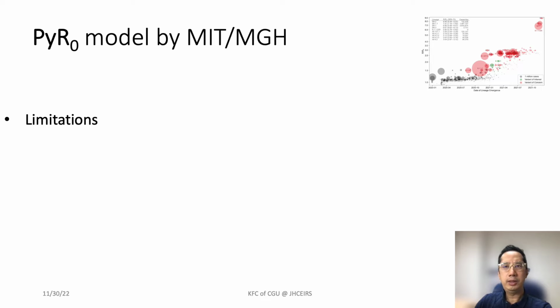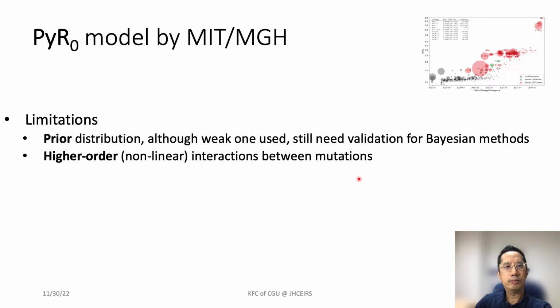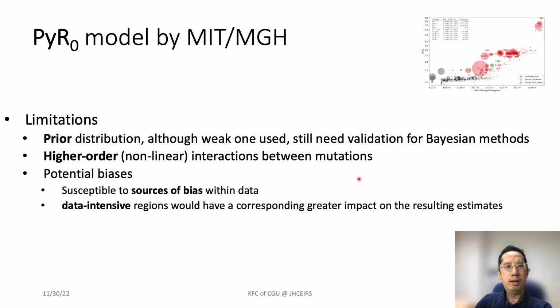But they also have some limitations. First, this is the most arguable distribution of the Bayesian methods, followed by the higher order interaction that is not able to be checked in this relatively simple model. Lastly, although they have a very large database, it still has a source of bias. The data-intensive region could be contributed to by some rich countries that have more sequences than the other parts of the world.